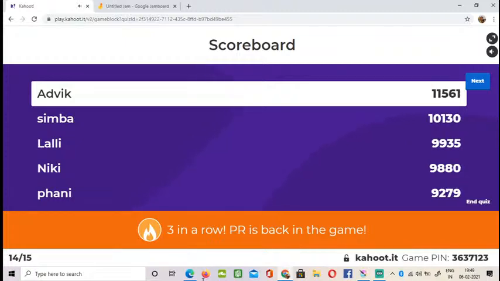That is so good, but 3 in a row, PR is back in the main game. That's so good, PR. So, Advik, again, you are leading in the first place. That's so good. And no changes in the scoreboard. Again, that is so good. So, if you maintain the same position, Advik, you can reach your first place winner. So, there is one more question left. I wanted everybody to attempt this quickly so that you could come to the podium and challenge Advik. Okay, so now let's see the next question.